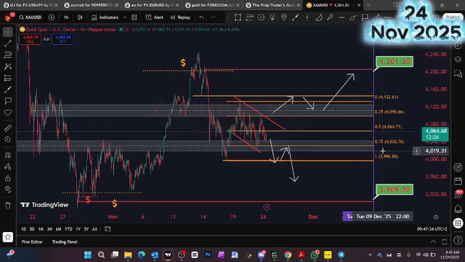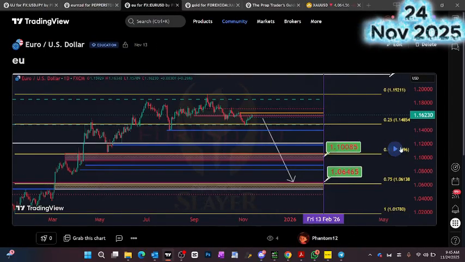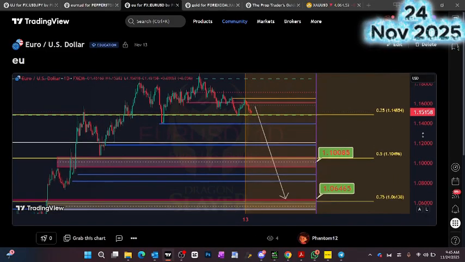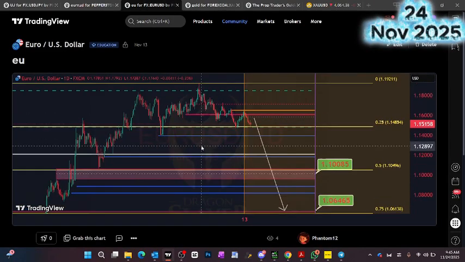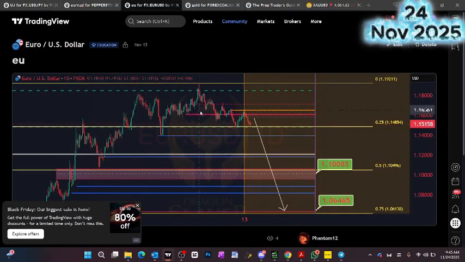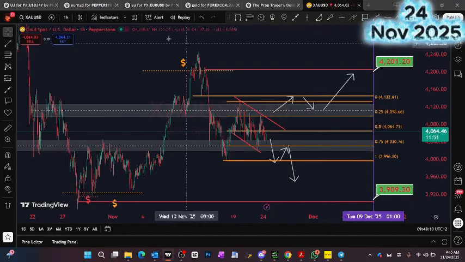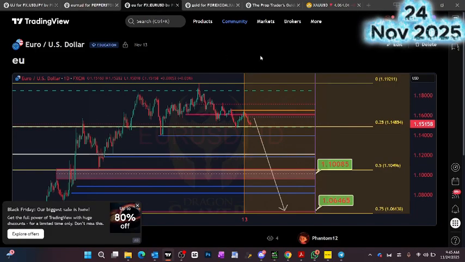I still have my Euro USD sell, my long term trade on Euro USD. This one, I still have this one. My TP is on this 1.0085. Let's see. Yeah, it's here at the moment. So yeah, I still have my sell here. So that I'll be keeping, and I will be looking at gold.